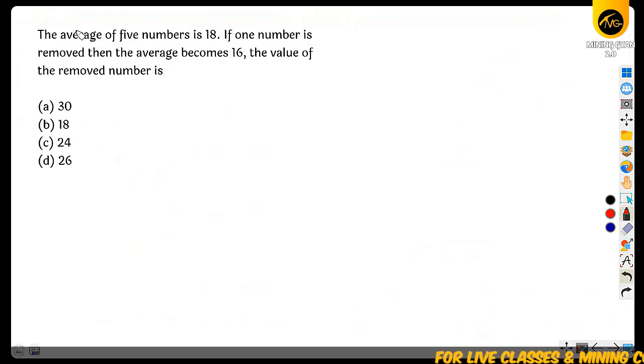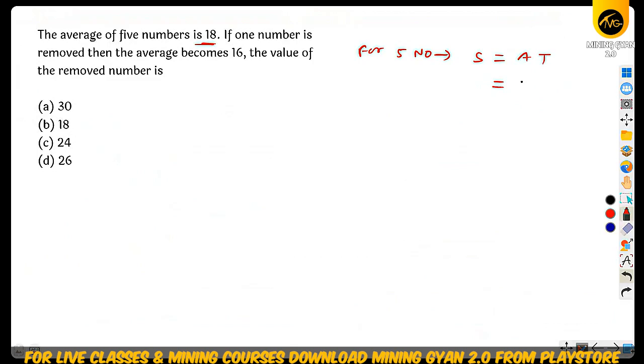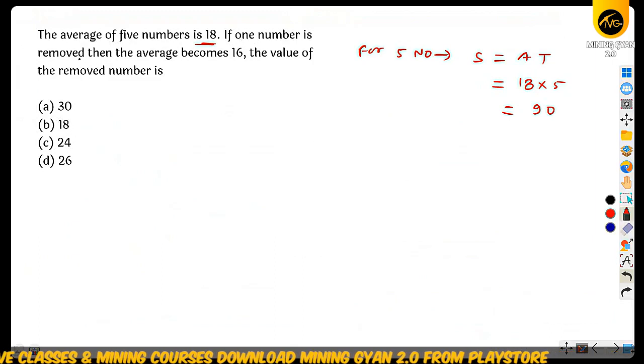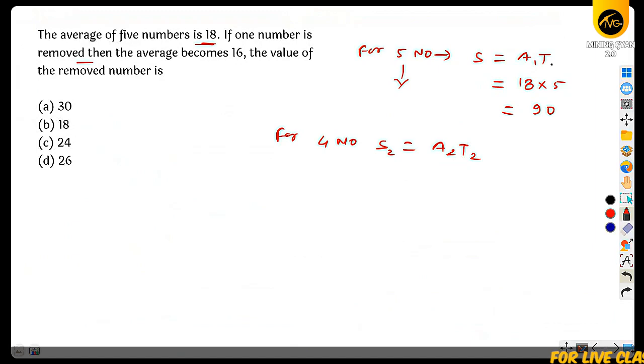Okay, so the average of 5 numbers is 18. Now for 5 numbers, S is equal to A into T. The average is 18 and there are 5 numbers, so the sum is equal to 90. If one number is removed, that means we have 4 numbers in the second case. So for 4 numbers, S is equal to A into T, or you can say S2 = A2 into T2, and S1 = A1 into T1. Now in this case, if one number is removed, then the average becomes 16.